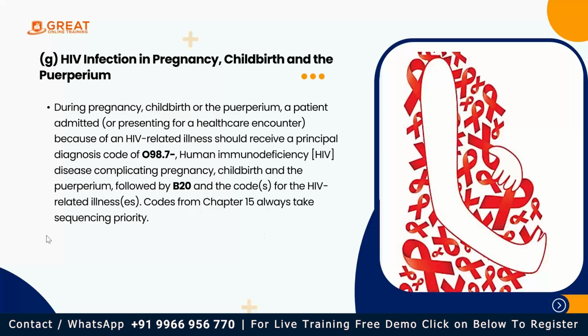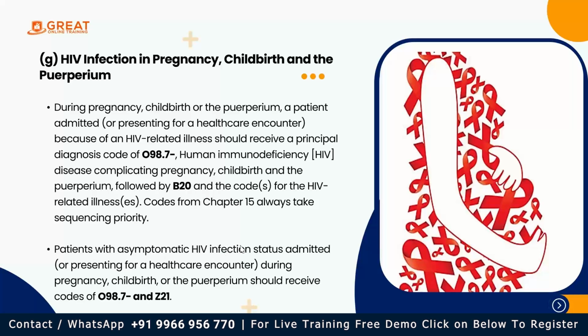Codes from chapter 15 always take sequencing priority. Remember, I told you we have separate codes for pregnancy related conditions. Chapter 15 is for pregnancy related conditions. So in the case of HIV, we have the O98.7 code, which is for HIV complicating pregnancy. We have to use this code as the principal diagnosis, followed by the B20 code.